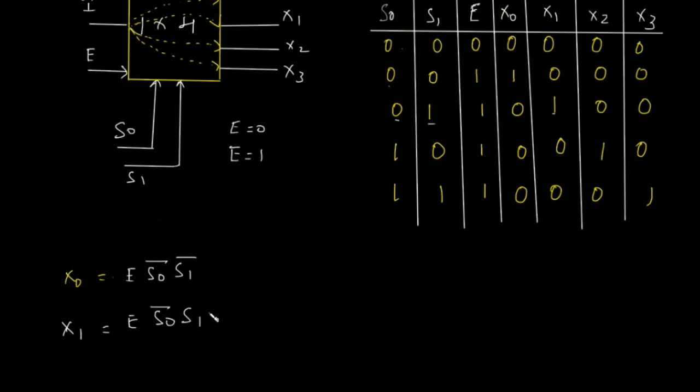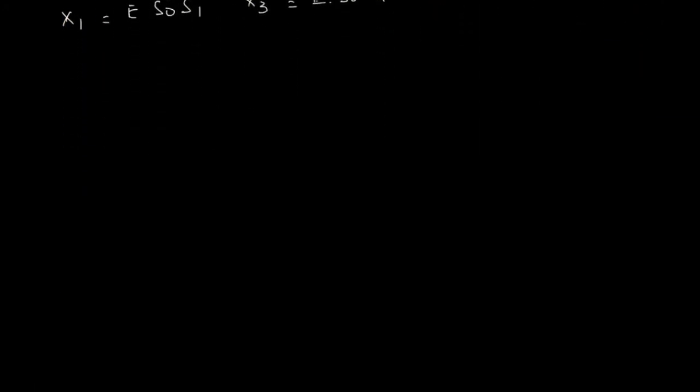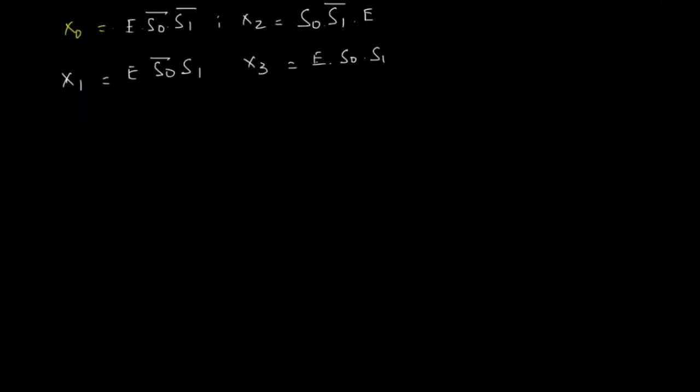S0 should be 0 and S1 should be high. And when you get X2, X2 is obtained when S0 is high and S1 is low. And when you get X3, I forgot to write the E, here you can see E dot S0 dot S1, right. After seeing this, you can observe that each output requires AND gates. So your logical circuit must be having 4 AND gates and 3 inputs, right. These are the expressions you obtained from the above truth table.